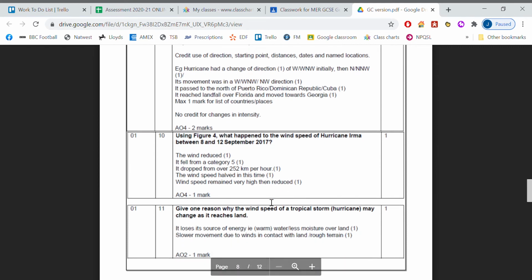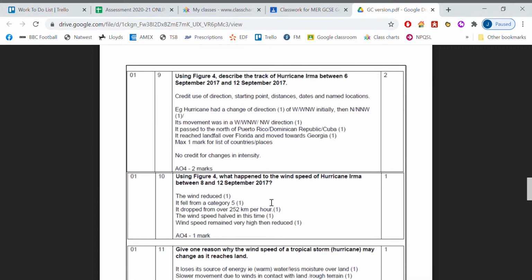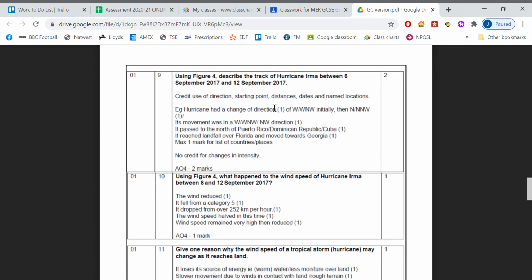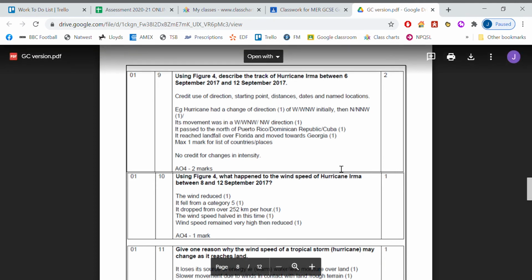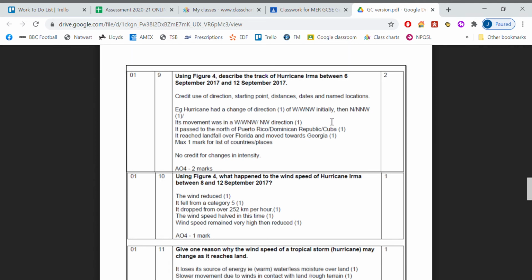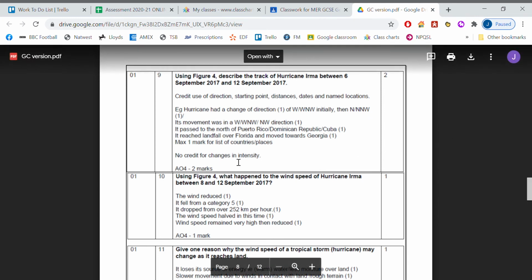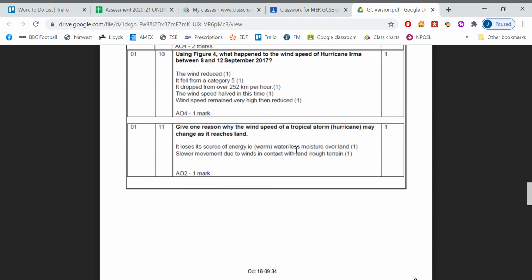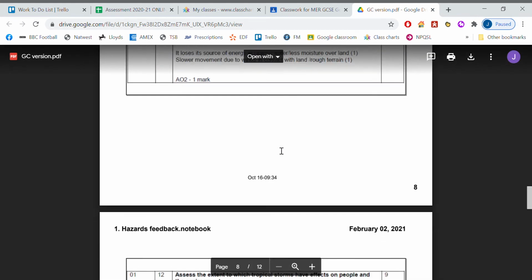1.9, 1.10, 1.11 are about Hurricane Irma. The key thing that some people got wrong, when it says describe the track, it's not talking about wind speed. Track means like the direction that something has come along, or the pathway something has come along. So you had to use directions. West initially, then it started to go north as it moved over the Dominican Republic, for example. That would help you. Otherwise, most people answered these really well.